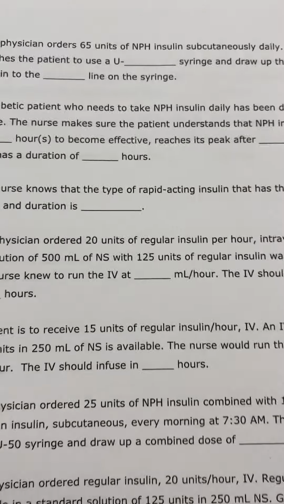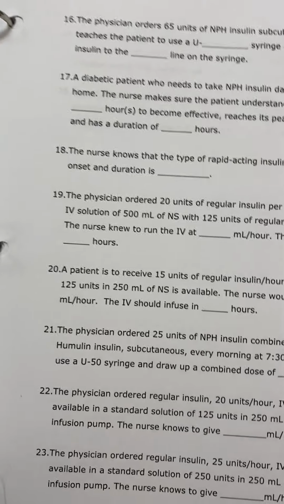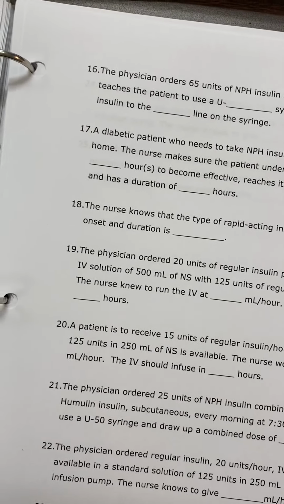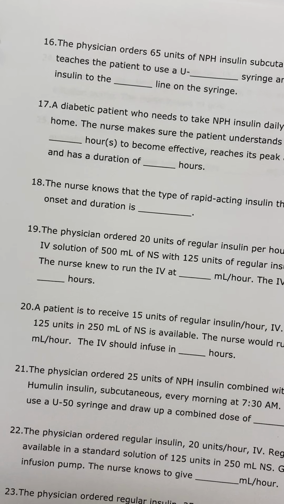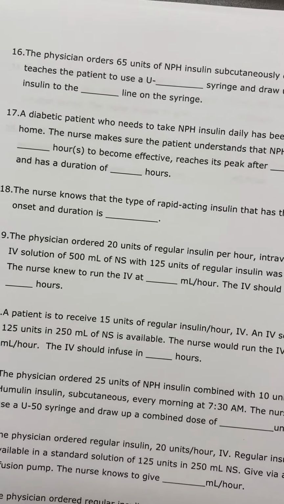Okay, to number 16. We are on a roll. For 16, the physician orders 65 units of NPH insulin subcutaneously daily. It's been a long day, guys.